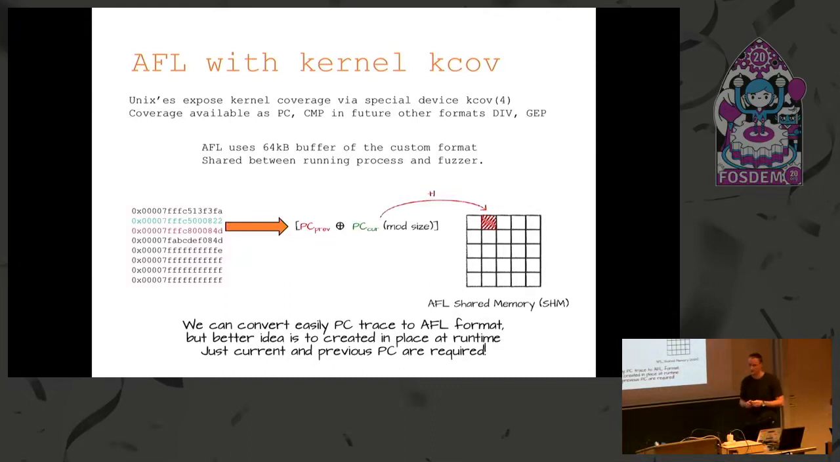So it's very easy to convert PC trace to AFL trace because they look the same. But from the other side, we don't even have to do that. Because it's just redundant data, we can just do this on the fly. So we can store two values in this map. And this is everything that AFL needs to work.